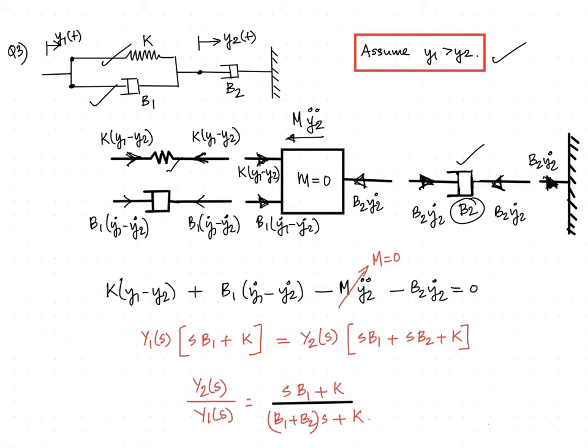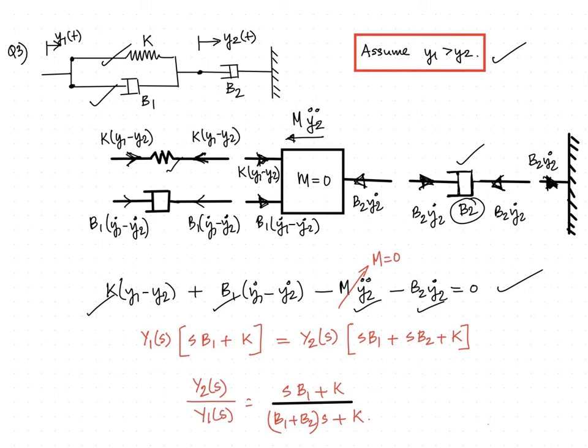Now we consider the mass m equal to 0 to write the differential equation. In this case, we have already taken the right side direction as the positive direction. So all the forces acting towards the right will be taken as positive and all the forces acting towards the left will be taken as negative. Hence, k into y1 minus y2 will be positive, b1 into y1 dot minus y2 dot will be positive, m into y2 double dot will be negative and b2 into y2 dot also will be negative.